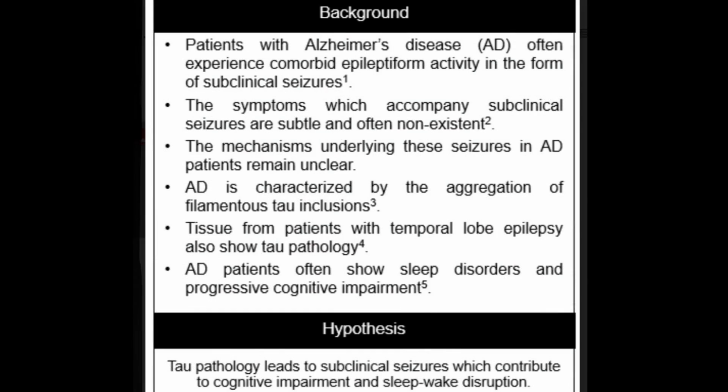Alzheimer's disease is a neurodegenerative condition characterized by progressive worsening of dementia symptoms. While memory loss is the most recognized trait of Alzheimer's, patients often experience sleep disturbances and subtle epileptiform activity, which is only observable when the electrical activity of the brain is being measured via electroencephalography. Seizures without outward signs are called subclinical. The mechanisms underlying these seizures in patients with Alzheimer's are little understood, but they could complicate disease progression.